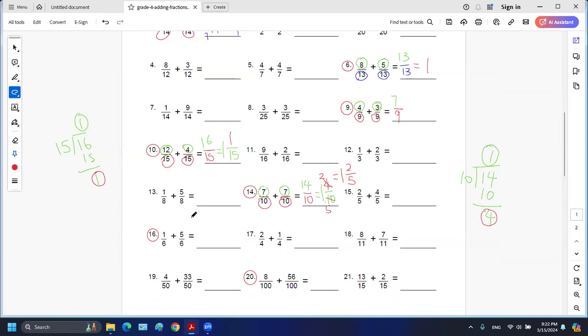Question number 16. 6 and 6 is 6. 1 plus 5 is 6. So they're both 6, so it equals 1.